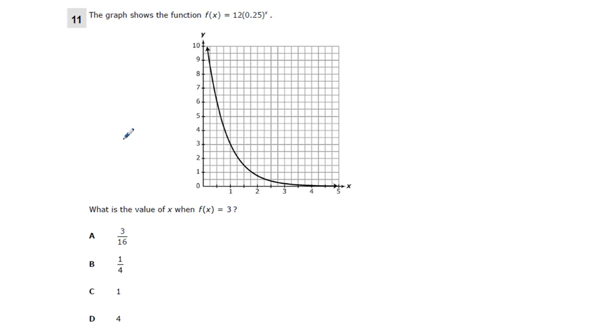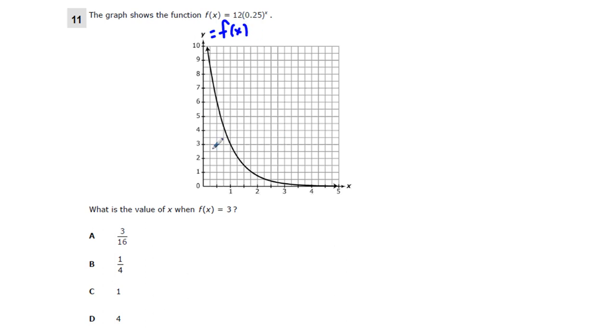11, the graph shows the function f(x) equals 12 times 0.25 to the power of x. What is the value of x when f(x) equals 3? And so what we have is y equals f(x).